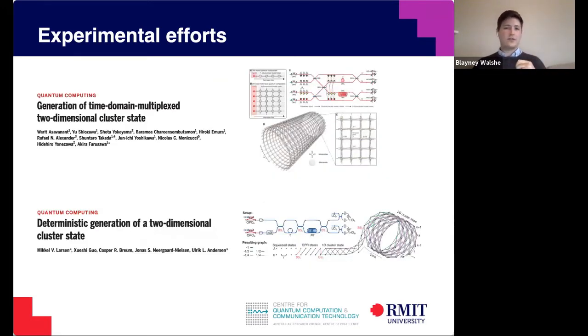Here's just a quick example of two-dimensional cluster states as well that have been made. These are two different groups making a kind of similar setup. So that's to tell you what experimentally these things are at.